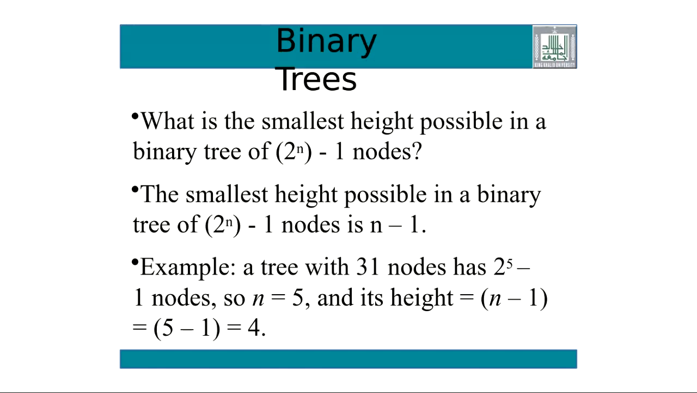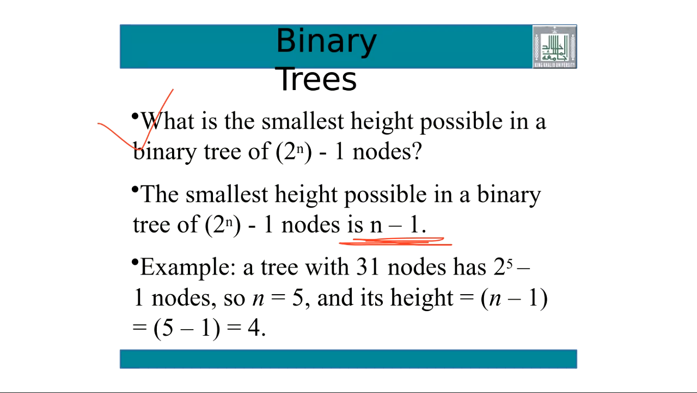Okay, now coming to the binary tree, some points related to the binary tree. What is the smallest height possible in a binary tree of 2 power n minus 1 nodes? So this is the question actually, and this is the solution. The smallest height possible in a binary tree of 2 power n minus 1 nodes is n minus 1. If the binary tree contains 2 power n minus 1 nodes, this smallest height will be there for the binary tree.